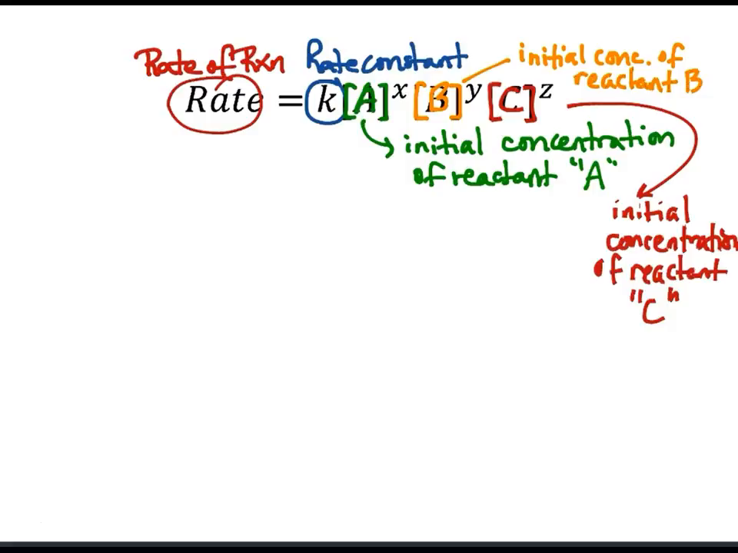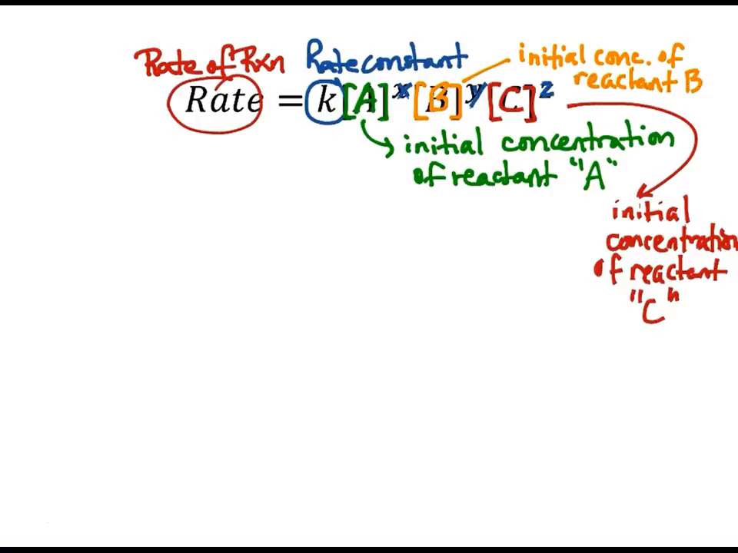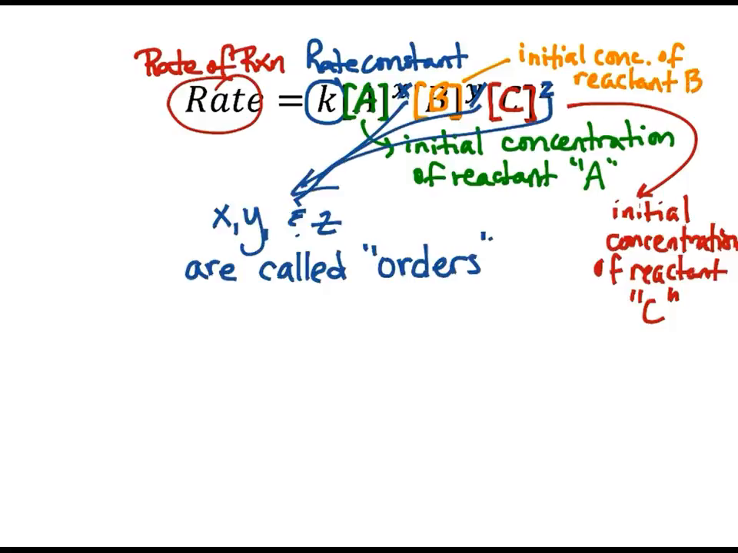That shouldn't be too shocking. What's new are these exponents, x, y, and z. These are called reaction orders. They are generally integers. They can be 0 or 1 or 2. Other numbers or fractions are far less common than 0, 1, or 2.